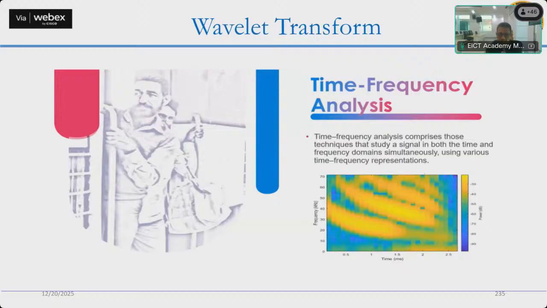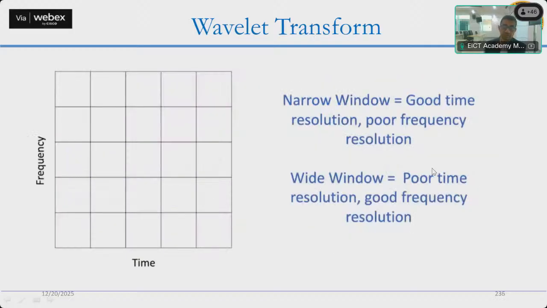So it has been shown here that time frequency analysis comprises techniques that study a signal in both the time domain and the frequency domain simultaneously using a time frequency representation. A narrow window gives good time resolution and poor frequency resolution. If you take a wide window, then it is poor time resolution and good frequency resolution. So you can't achieve both things together.